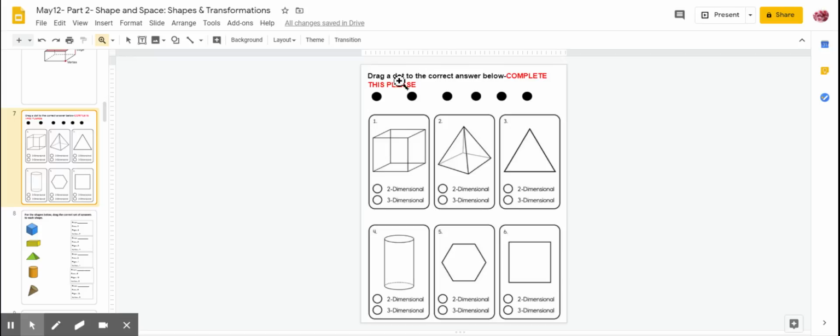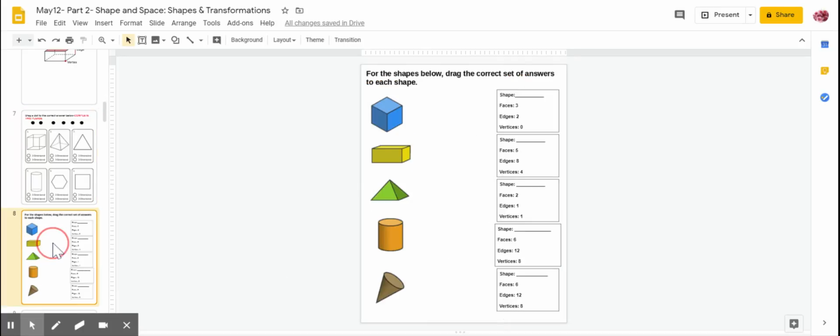So it says here, drag a dot to the diagram. Is this here a 3D shape or is it a 2D shape? You can actually grab this, like this, and then you can put it wherever you think the answer is. Okay, so it's just like that. All you have to do is take it, drag it, put it down where you believe it belongs. So this is 2D shapes or 3D shapes, and then you can decide by looking at this.